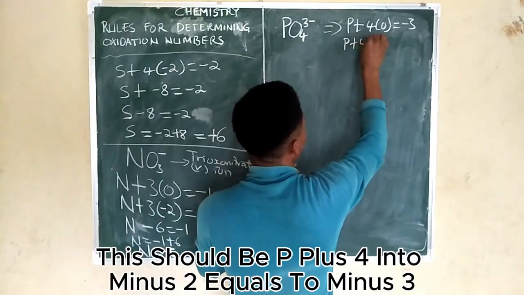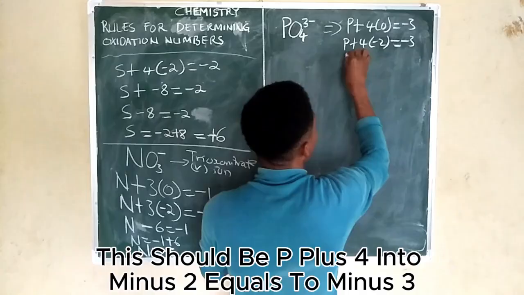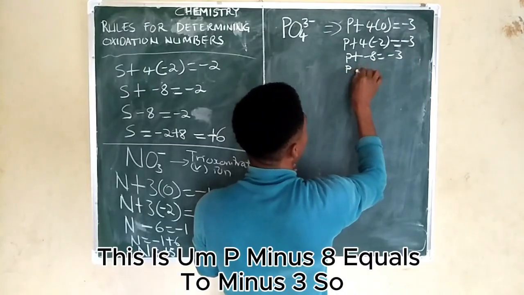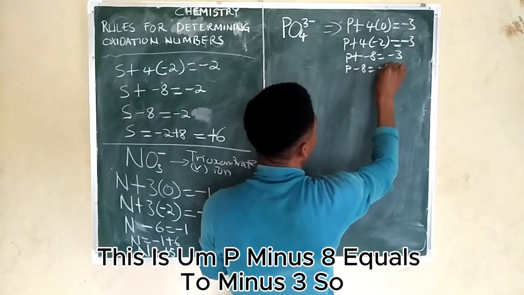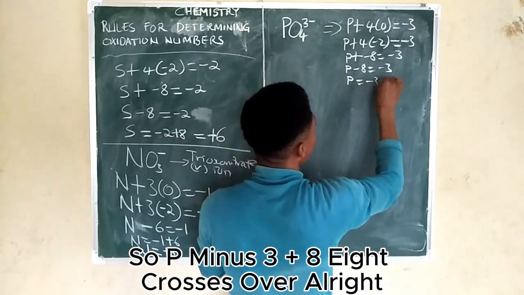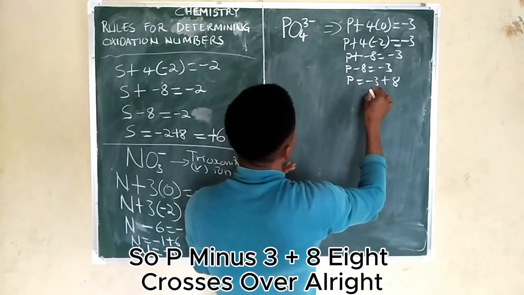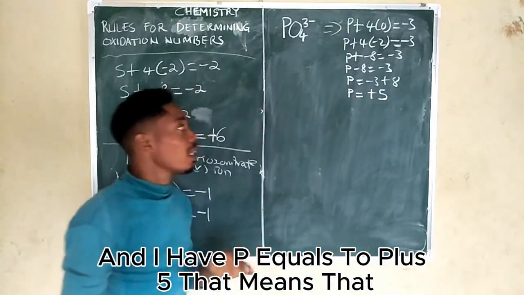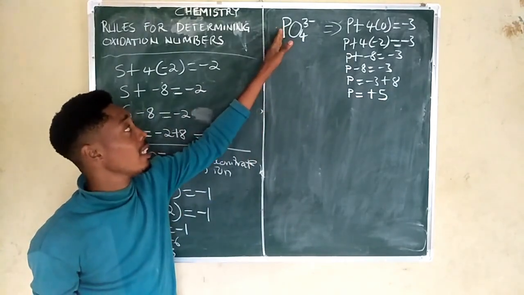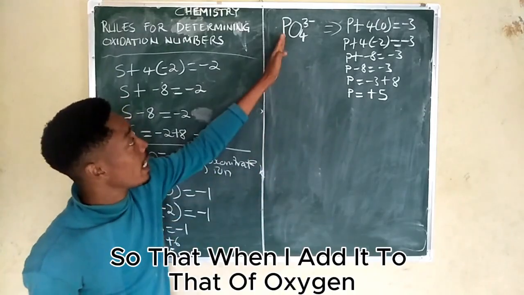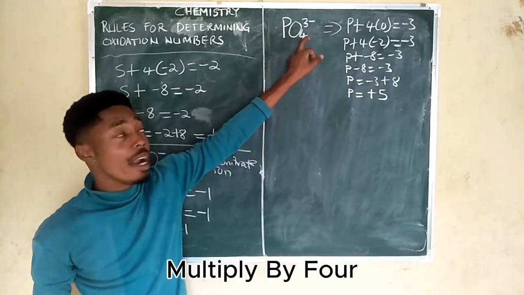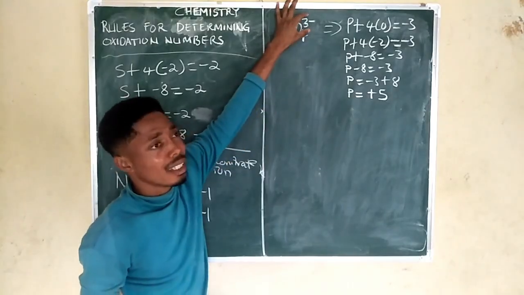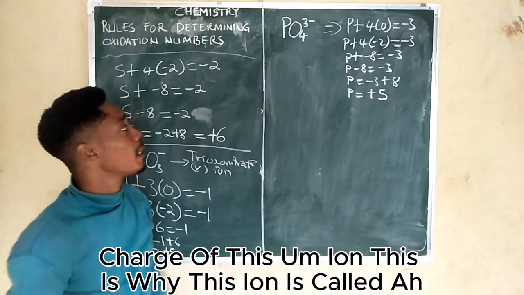This will be P plus 4 into -2 equals to -3. P plus -8 equals -3. This is P minus 8 equals to -3. So P equals -3 plus 8, and I have P equals to plus 5. That means that the oxidation number of phosphorus here is plus 5. So that when I add it to that of oxygen multiplied by 4, it will give me -3. So the algebraic sum of the oxidation numbers is equal to the charge of this ion.